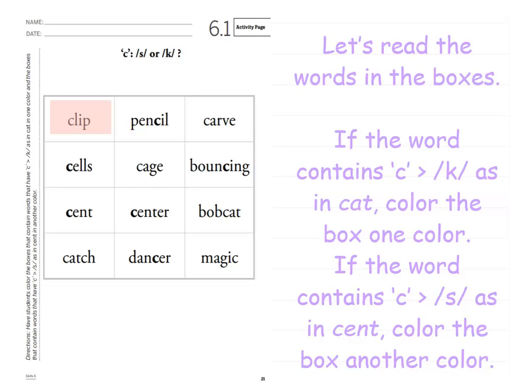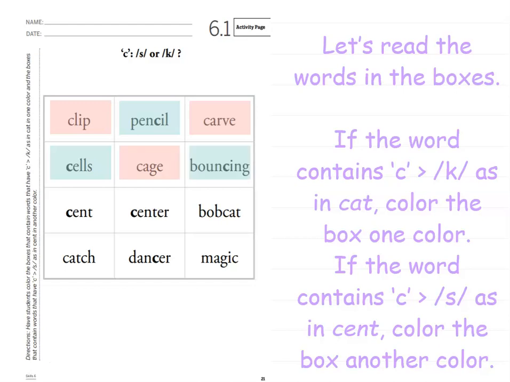Pencil. Pencil. Am I going to color this box pink or blue? Very good. I'm going to color this box blue because it has the S sound. I'm going to say the word. I want you to tell me pink or blue. Card. Very good. Cells. Awesome. Cage. That's right. I hear the K sound.